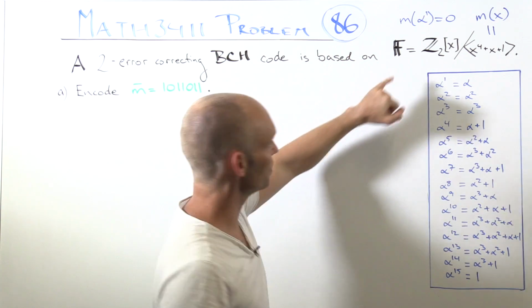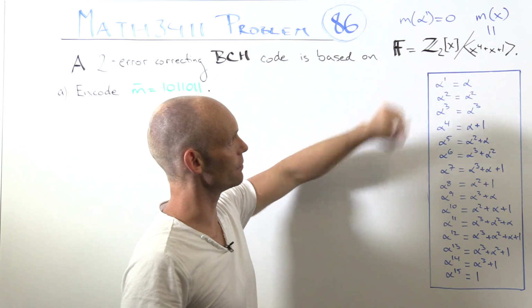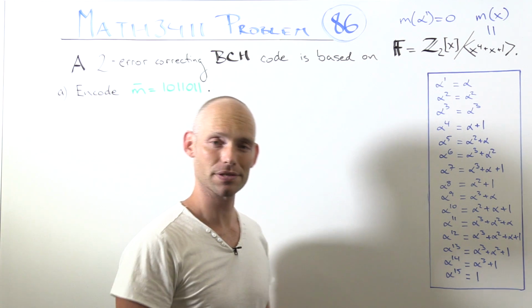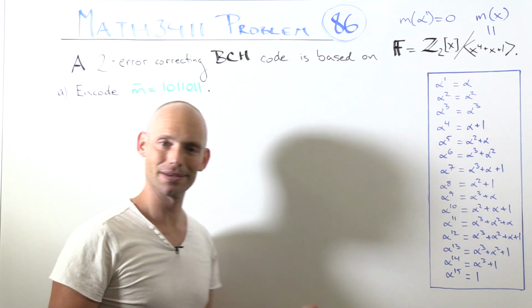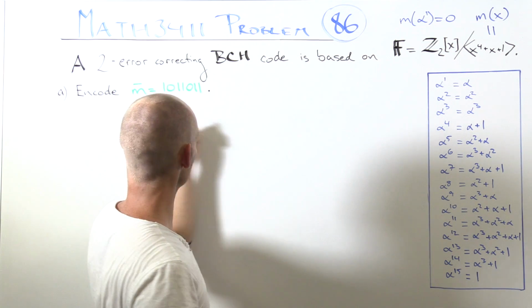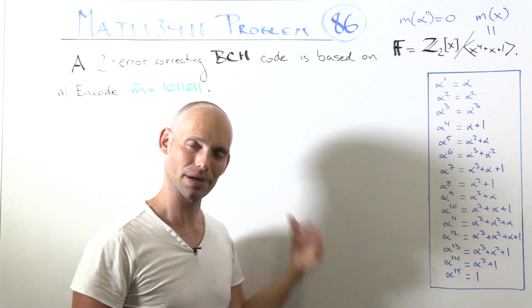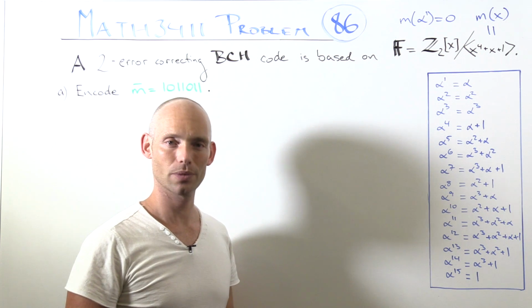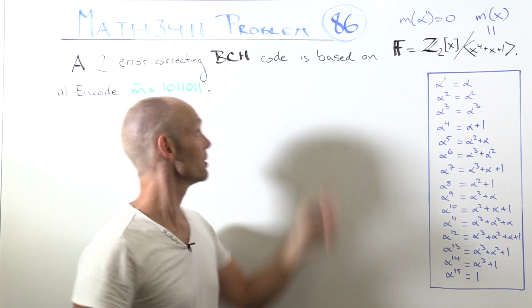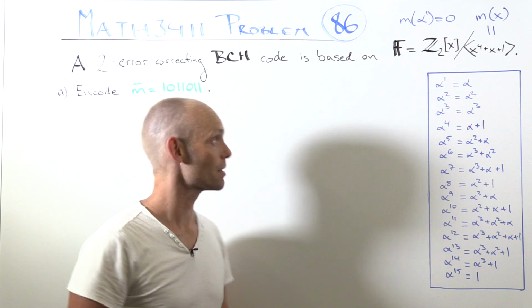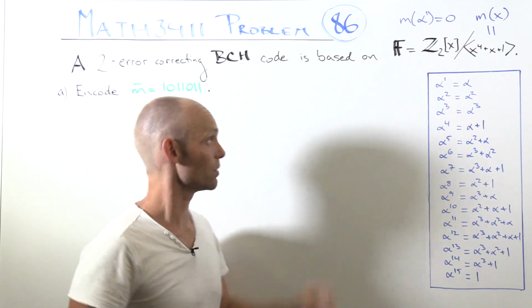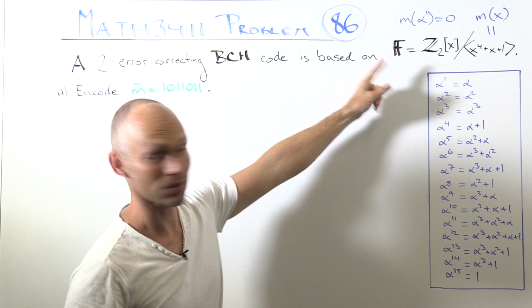We're dealing with a code over a field, and the field is given by this expression here. Both in part A where we have to encode something and in part B where we have to decode something, we have to construct the BCH code, and it involves a little bit of work. But first let's look at the field.